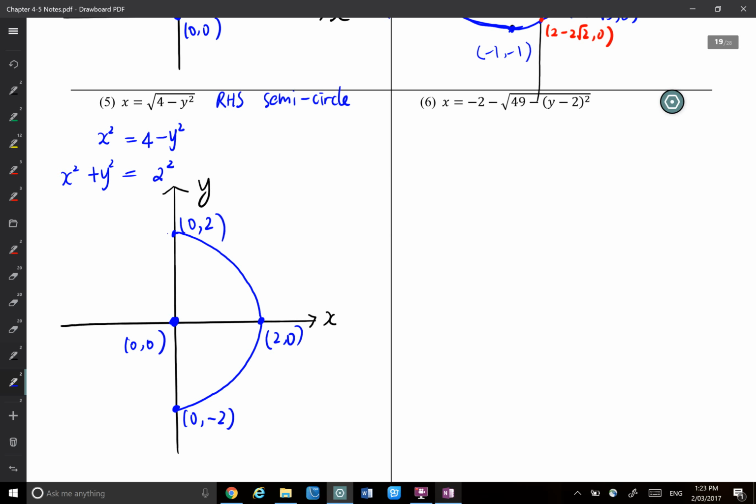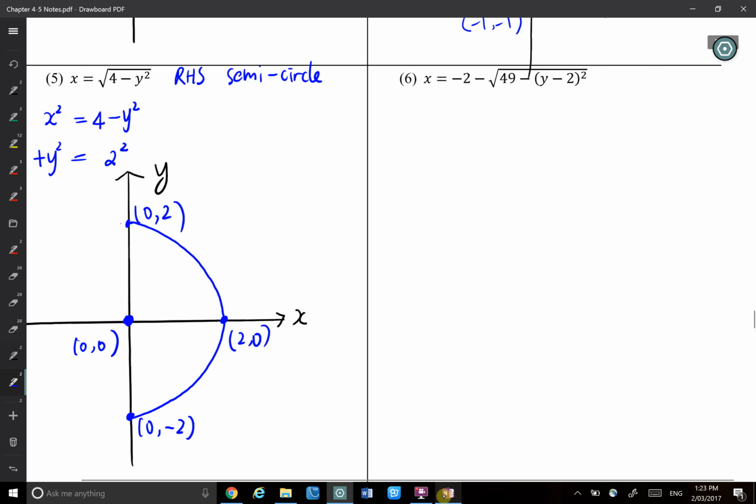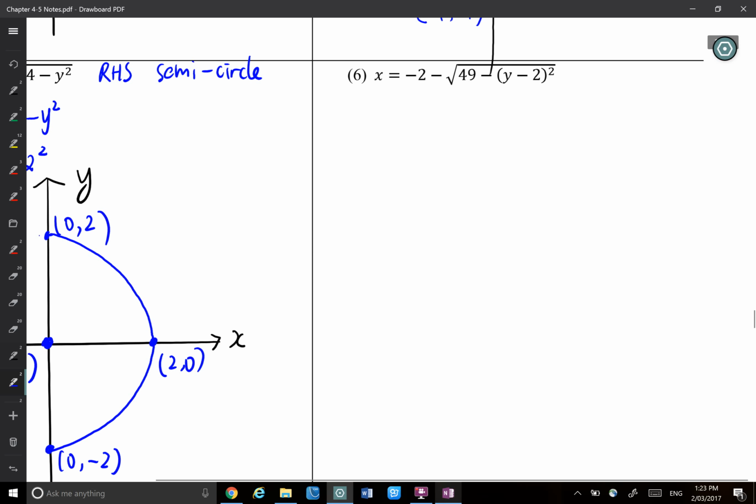Okay, let's have a look at the next one. The next one looks more complex. That's why I said do not remember the formula. Like say if you have a formula like that, you'll never find out where is the x-intercept, where is the y-intercept, where is the center, what is the radius. So it's so hard to see from here. I'll make it back to the original center radius form.